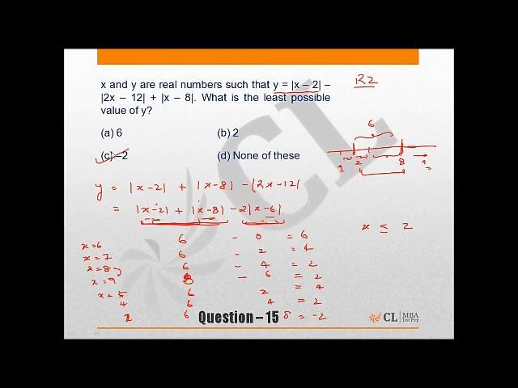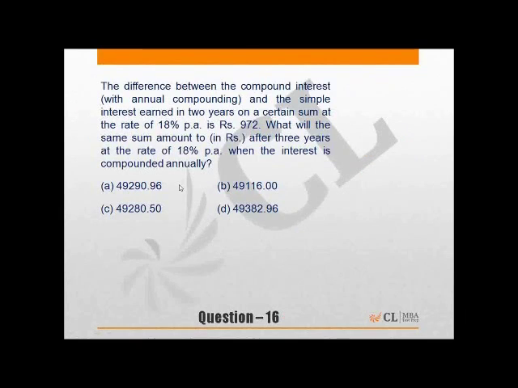Okay. Let's look at the next question. Question 16. The difference between compound interest with annual compounding and simple interest earned in 2 years over a certain sum at 18% per annum is 972. What will the same sum amount to in rupees after 3 years at the rate of 18% per annum when the interest is compounded annually?